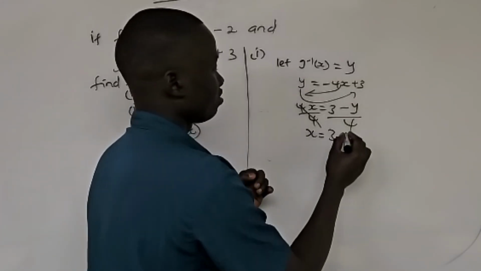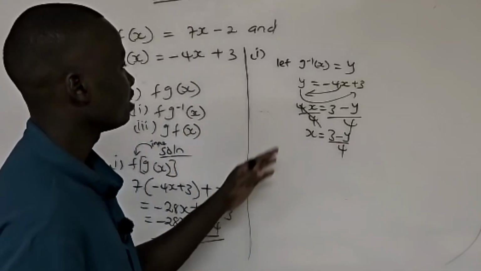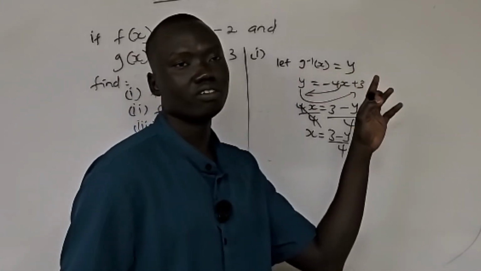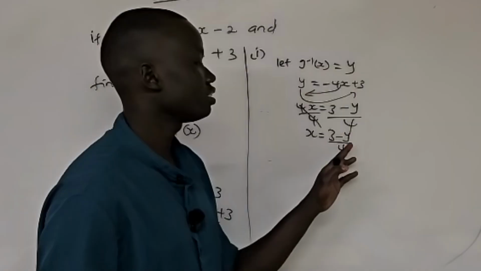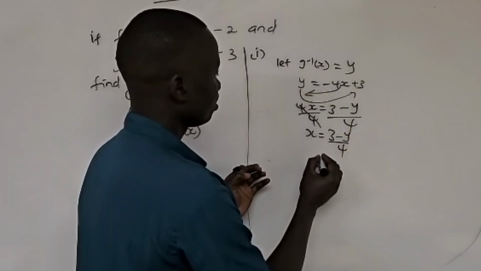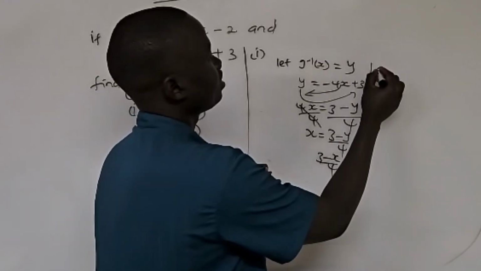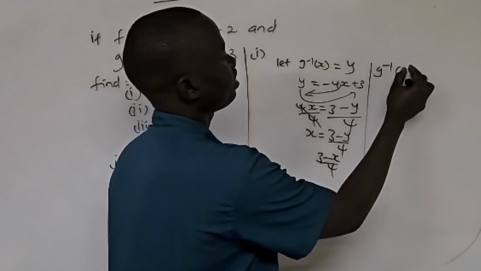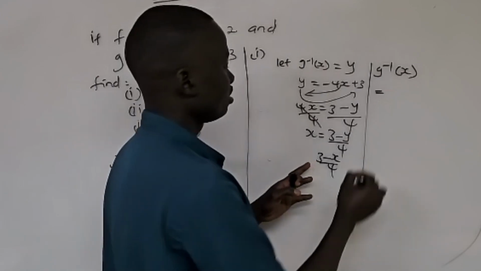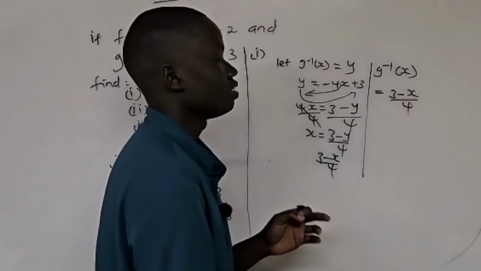Here we have x as 3 minus y, all over 4. Now we assumed g inverse of x to be equal to y before, so we are going to replace this y with x. Now we have 3 minus x over 4. So our g inverse of x is equal to 3 minus x over 4. Now this is our inverse function.